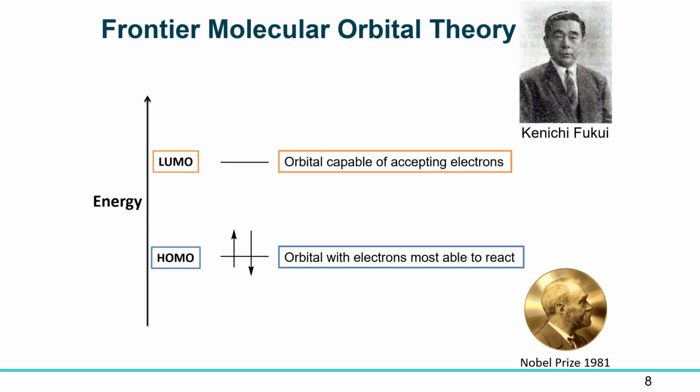To help explain the effect of the electron withdrawing group, we can turn to a frontier molecular orbital theory explanation. Frontier molecular orbitals were first described by Japanese chemist Kenichi Fukui in 1952.